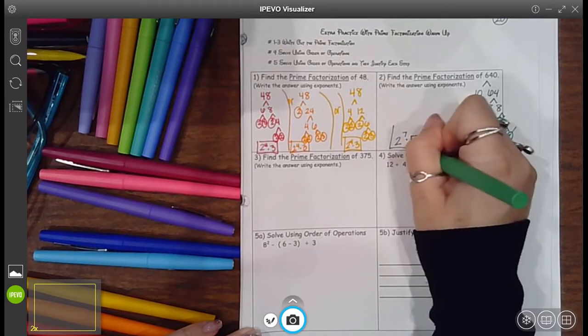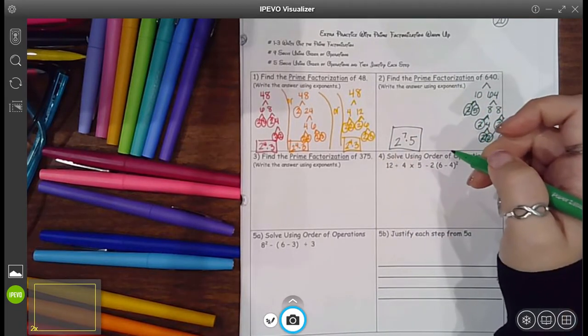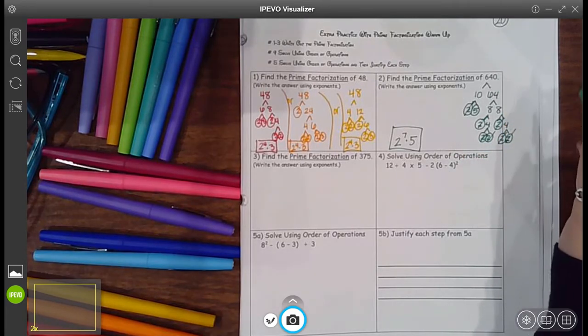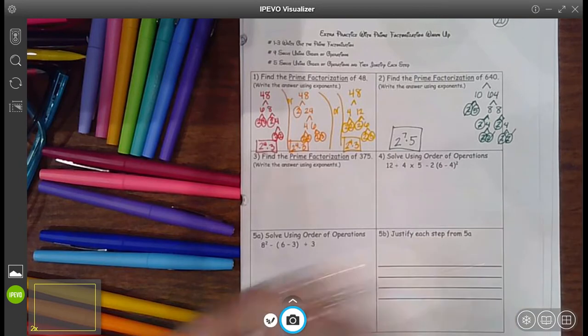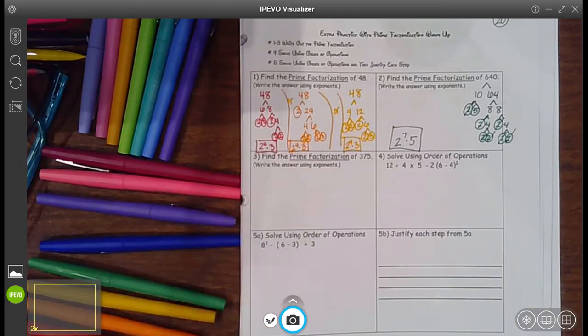If you wanted to be extra, extra safe, you could multiply this out: 2 times 2 times 2 times 2 times 2 times 2 times 2 times 5, and make sure you get 640, okay? Or you can just trust your math. If your tree looked different, as long as you didn't make a math error, we still should have gotten the same answer.